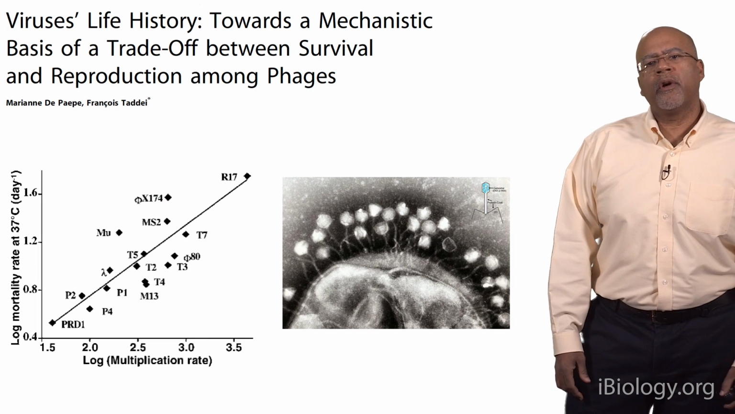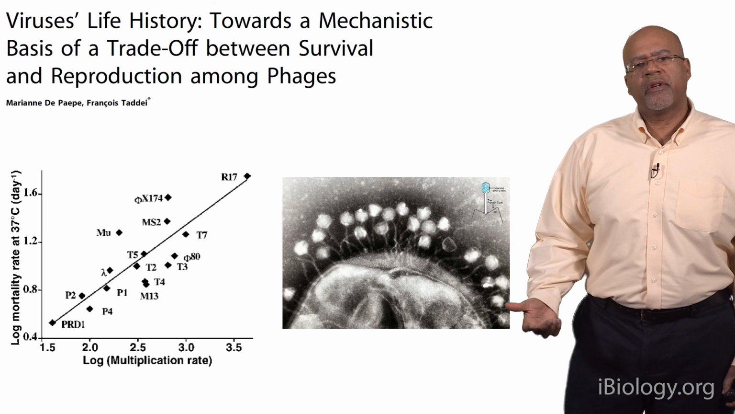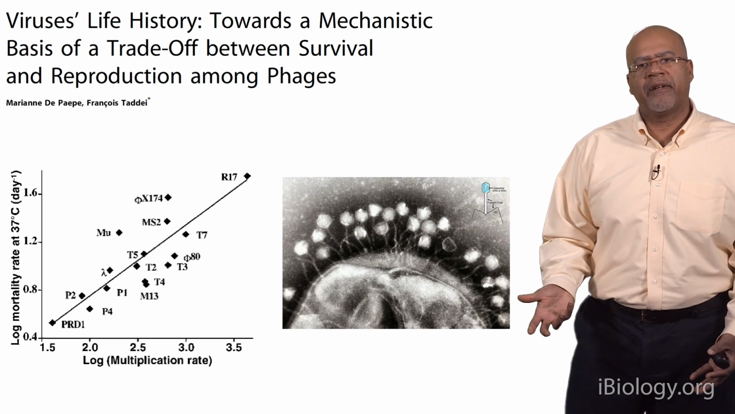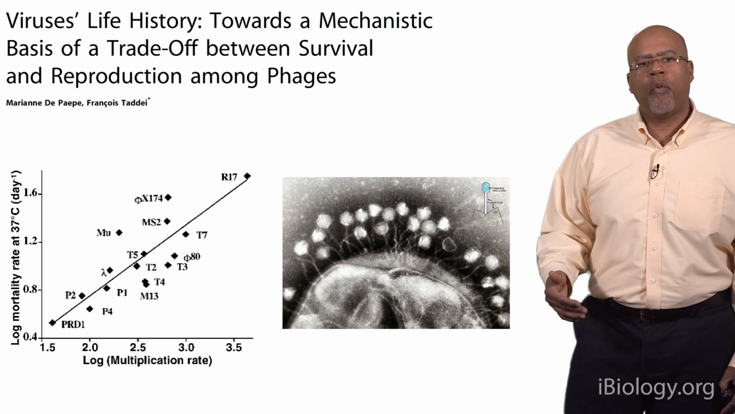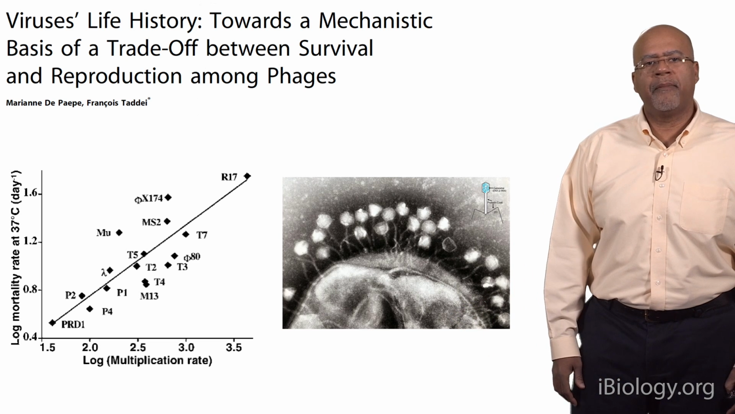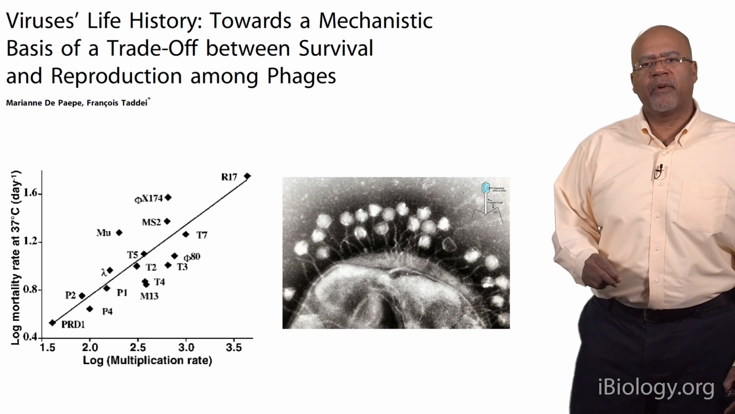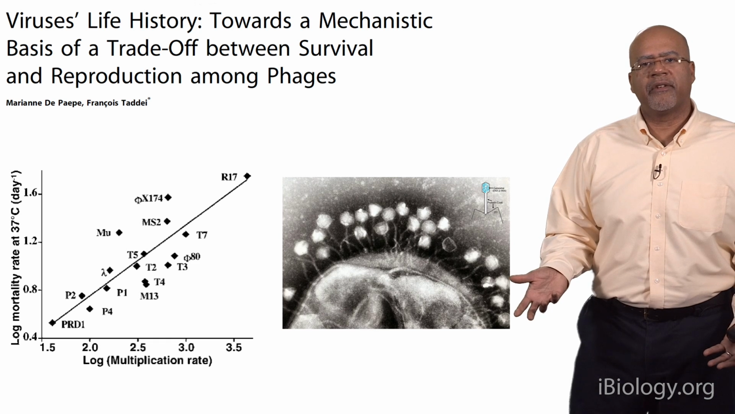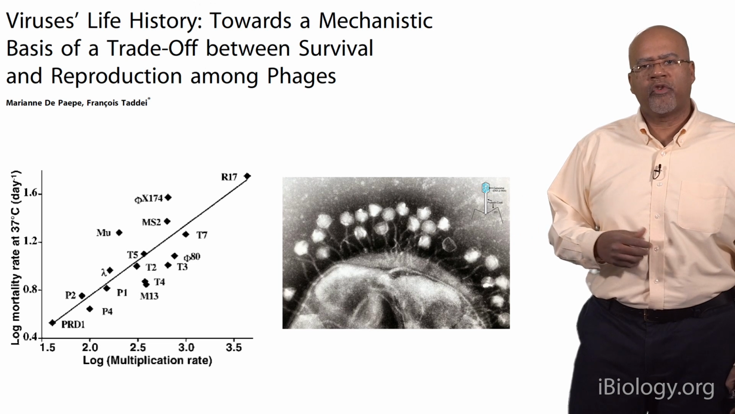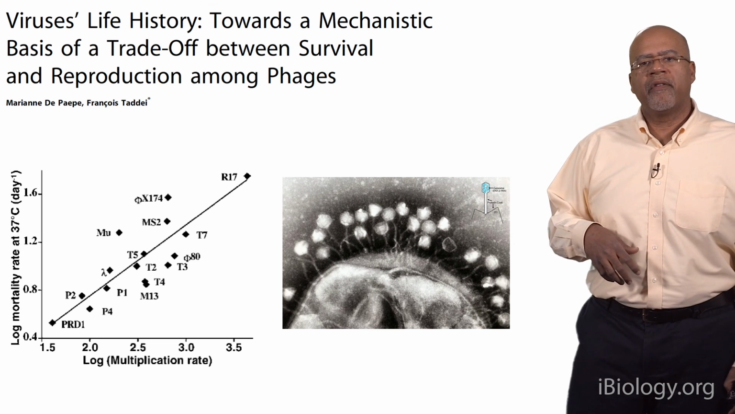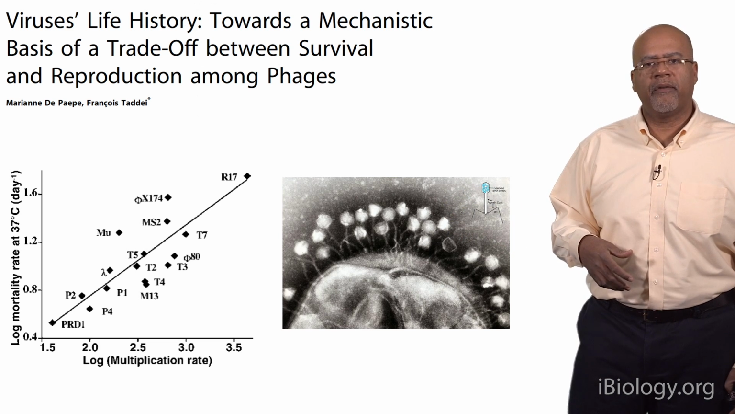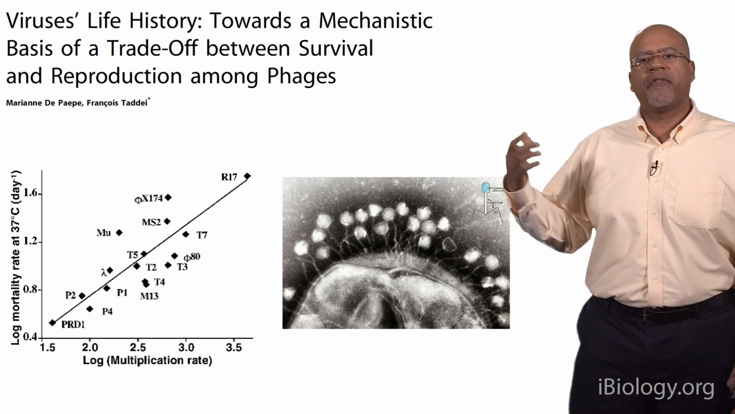It also relates to an earlier study where the researchers found that if you just randomly take viruses that can infect a different bacterium, E. coli, and you look at their mortality rate versus their multiplication rate, and you plot that on the same graph, there's a pretty amazing relationship. These are highly correlated traits to one another. So either these viruses grew well and survived poorly, or had a high mortality rate, or they grew poorly and survived better.